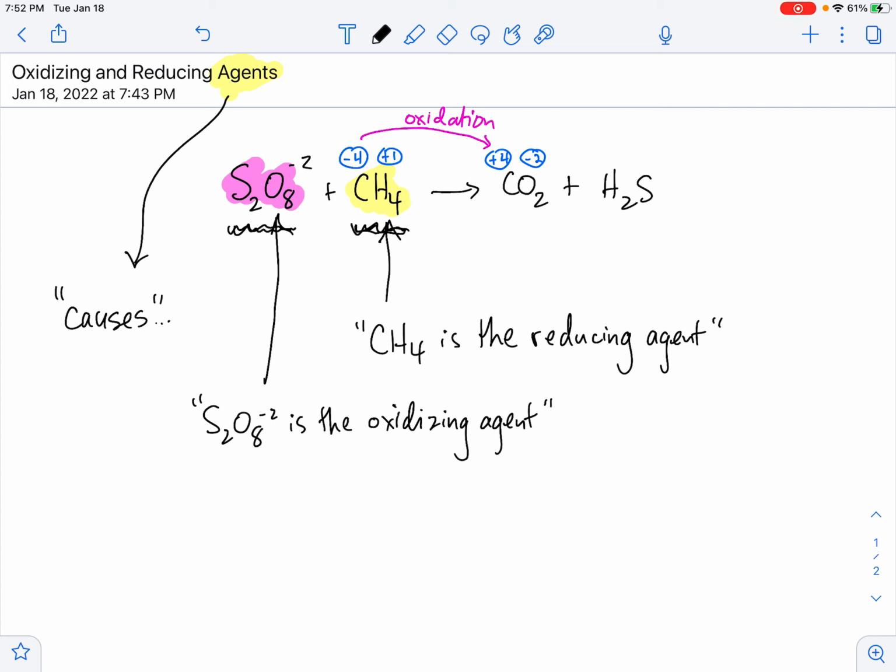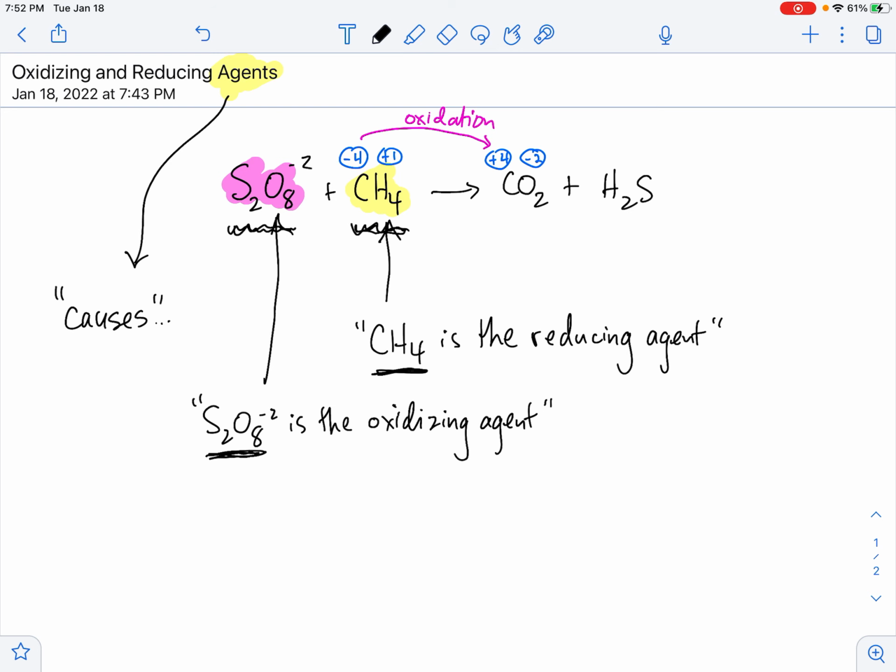Now, quickly notice that I've used the whole molecule, the actual chemical you would put into the container to do this chemical reaction. You actually call the whole molecule the oxidizing or the reducing agent, not just the individual atom. So that terminology is really key.